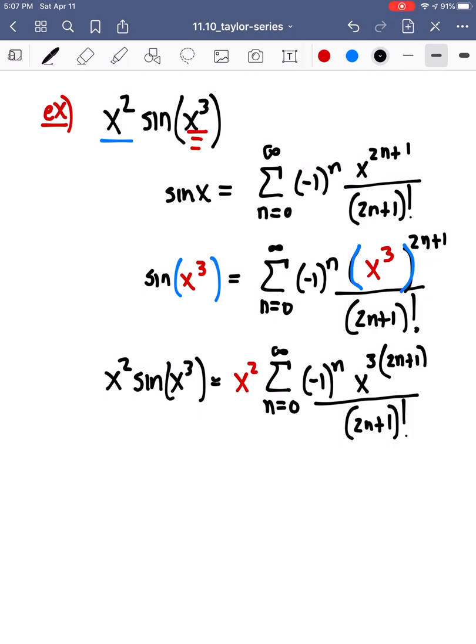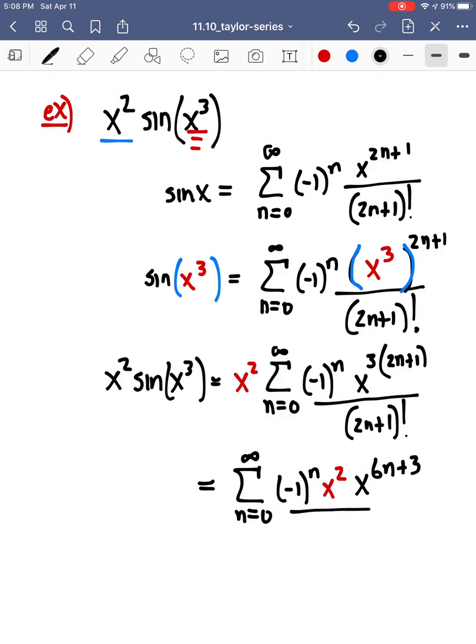And let's continue doing a little bit of algebra. Next, we're going to bring that x squared inside of our series. So we have that -1 to the n. We'll have that x squared, which I'll still highlight in red. We now have an x to the 6n plus 3 power, all over a 2n plus 1 factorial.